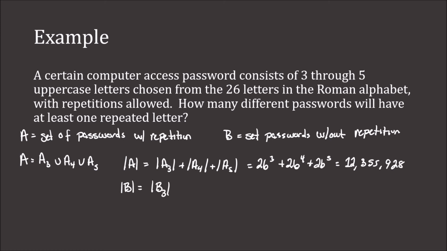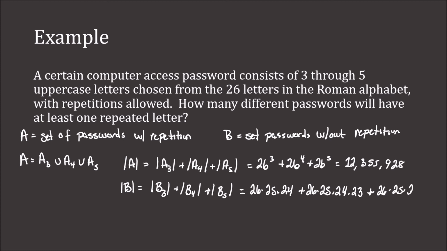So we'd have B3 plus B4 plus B5. Now here, though, the number of elements in each of these would be different. So we're going to have 26 times 25 times 24 for B3. We'll have 26 times 25 times 24 times 23 for B4. And for B5, 26 times 25 times 24 times 23 times 22.